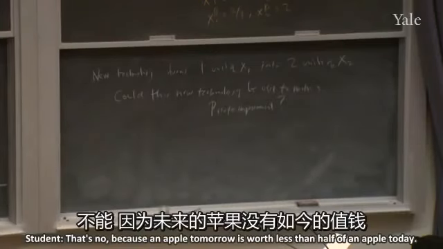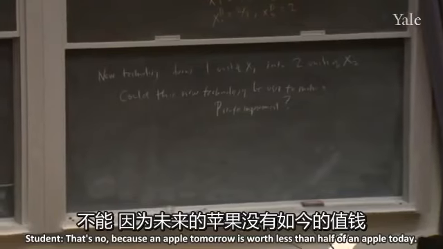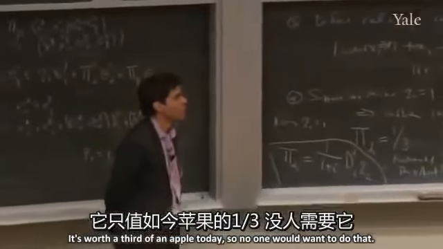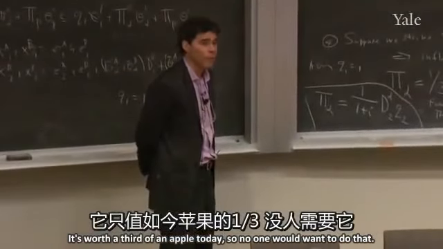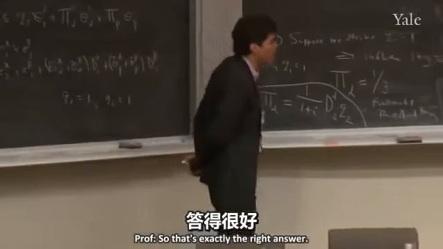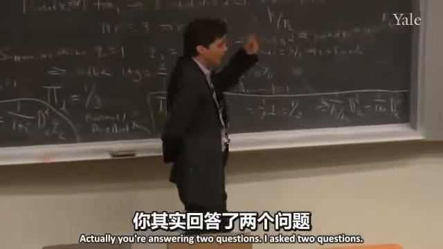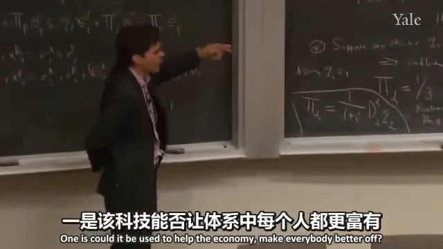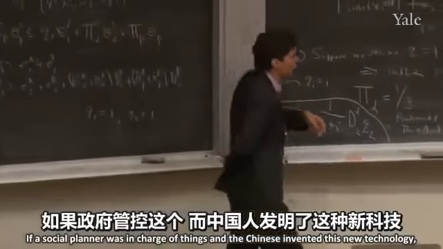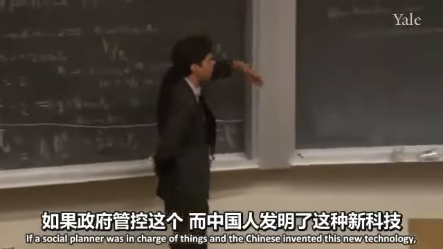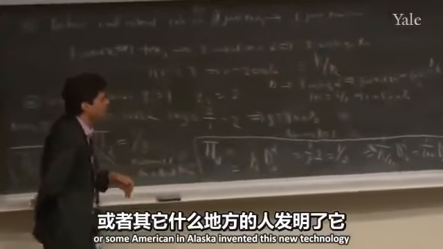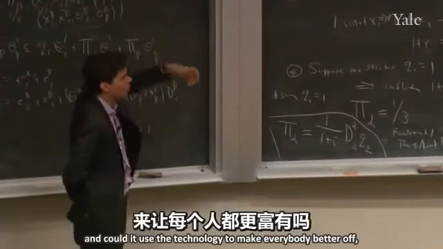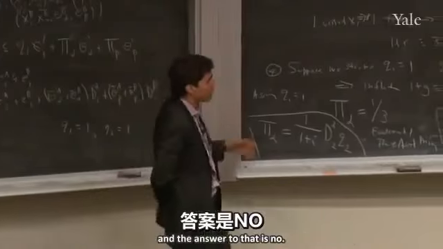No, because an apple tomorrow is worth less than half of an apple today. It's worth a third of an apple today. So no one would want to do that. Okay, so that's exactly the right answer. Actually you're answering 2 questions. One is, could it be used to help the economy make everybody better off? If a social planner was in charge of things and the Chinese invented this new technology, or some American in Alaska invented this new technology, should the government use the technology, and could it use the technology to make everybody better off? The answer to that is no.